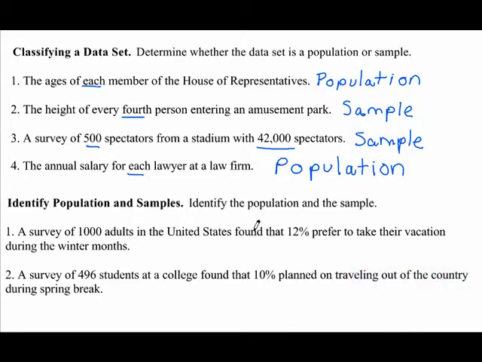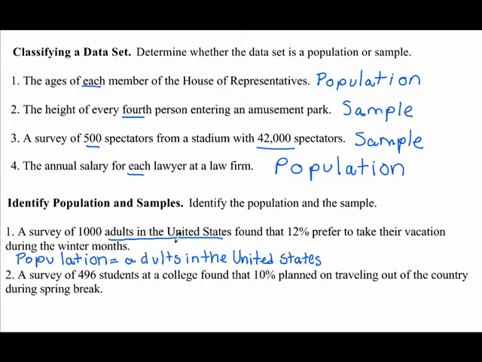For these next two, we're going to identify the population and the samples from these examples. So number one, a survey of 1,000 adults in the United States found that 12% prefer to take their vacation during the winter months. So what is the population going to be? Who represents the population in this circumstance? The population in this problem is going to be adults in the United States. So that's our population. And the sample in this case is going to be the 1,000 adults. So the sample is just the 1,000 adults. And these 1,000 adults we're assuming are in the United States.